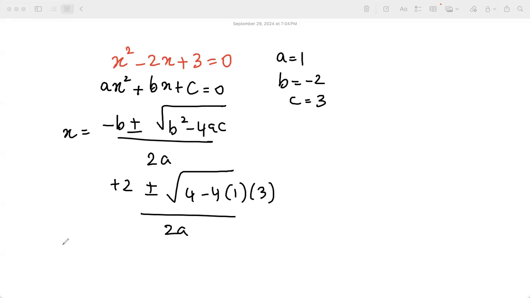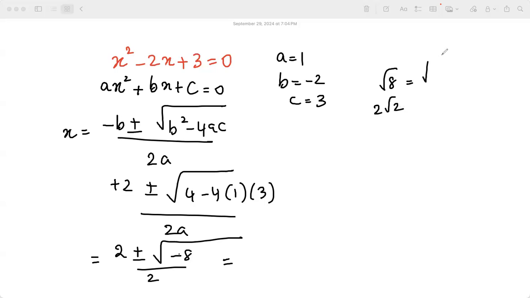Any questions still here? Okay, now 2 plus or minus the square root of 4 minus 12, which is -8, by 2. What is the square root of 8, guys? Simplify it. What is the square root of 8 simplified? Don't worry about the minus. It is 2 root 2. Why? Because this is written as 2 times 2 times 2. For every 2 copies of a number, you take one 2 out and write it. So it becomes 2 root 2. This 2 does not have its pair. It remains as root 2 and I write it down here.